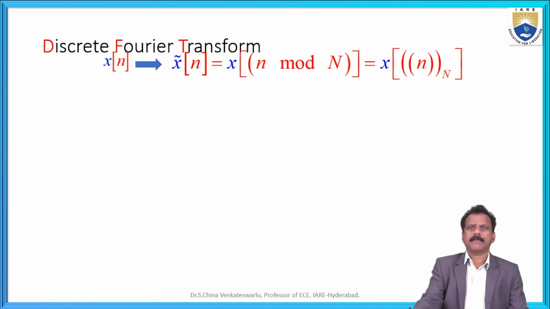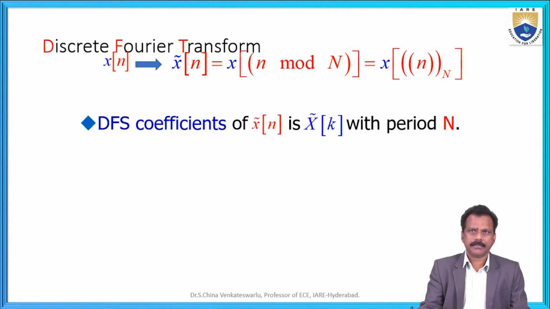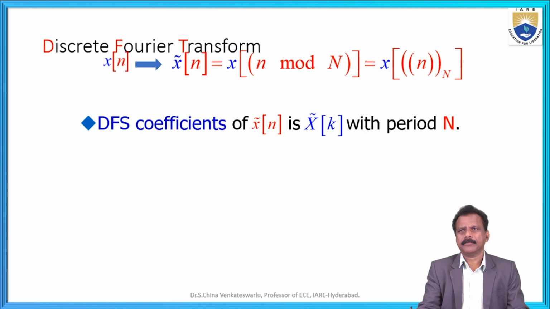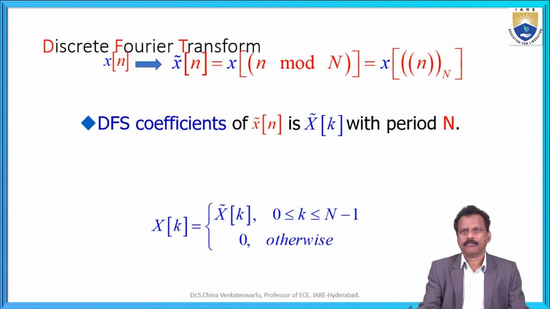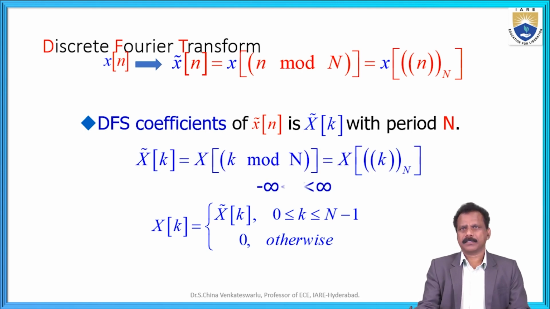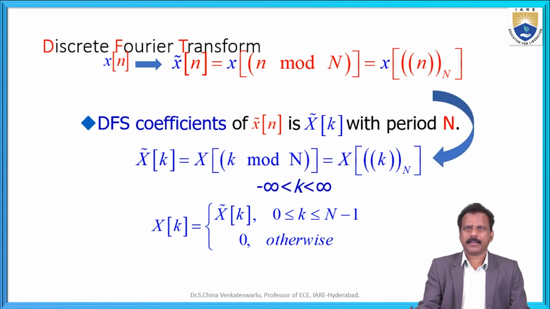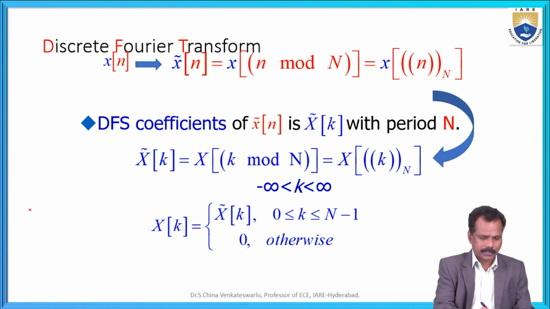Next, the discrete Fourier transform: x̃(n) is equal to x((n mod N)), which is x(n) over N. The DFS coefficients of x̃(n) are X̃(k) with period capital N. With this, we assume that X(k) is equal to X̃(k) for 0 less than or equal to k less than or equal to N minus 1, and 0 otherwise.